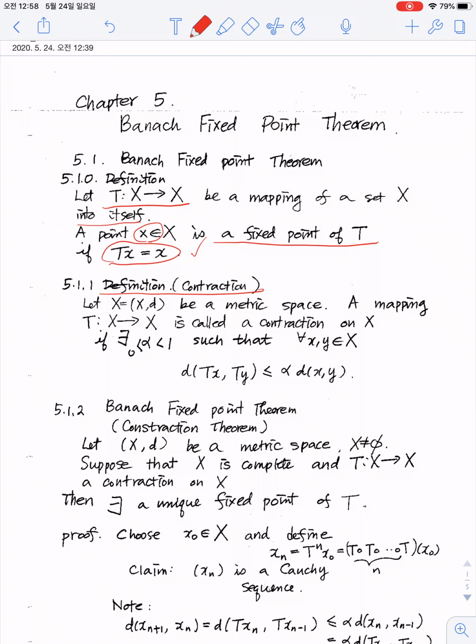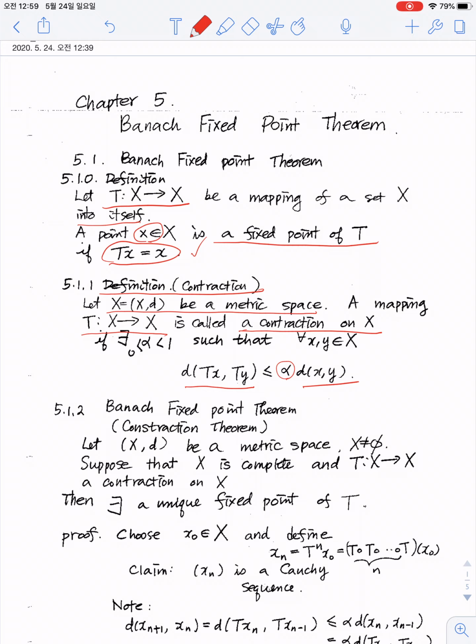So let (X, d) be a metric space, and T is a map from X to X itself, and T is called a contraction on X if the distance between Tx and Ty, which we compute, is less than alpha times d(x, y). So this map is this one.